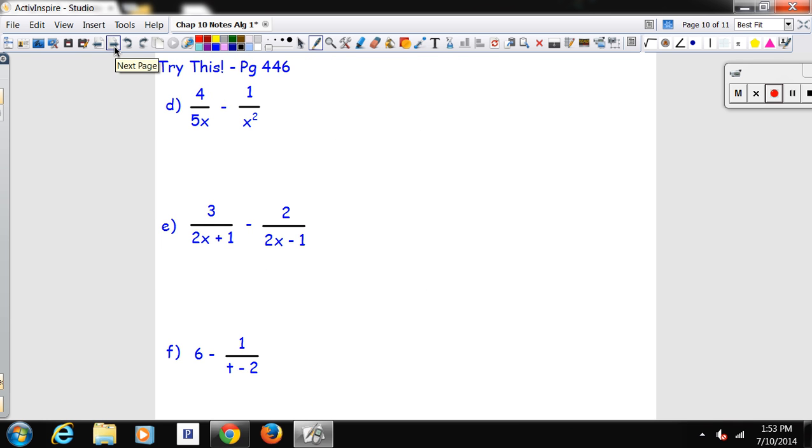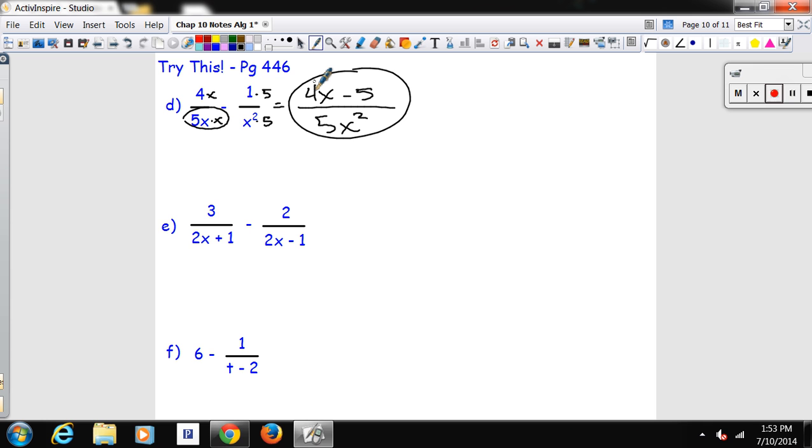And then here are a couple left, just to practice. I think we need a 5x squared for this denominator. So you're going to multiply by x to get your 5x squared. Here you're going to multiply by 5. So you're going to get your 4x and a negative 5. These two are going to be together on the bottom.